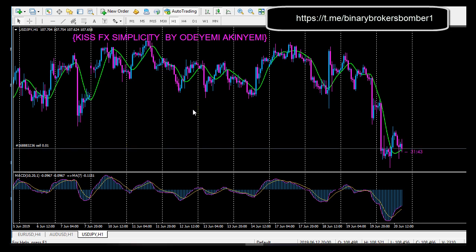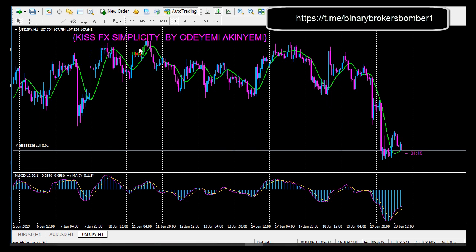So it's very simple. Forex does not need to be complicated. As you can see in our group, the systems we all make use of are very simple systems. Those people that make money trading Forex are those that actually keep it simple. That is the more reason I call it KISS FS, simplicity. I want us all to know it's very simple.